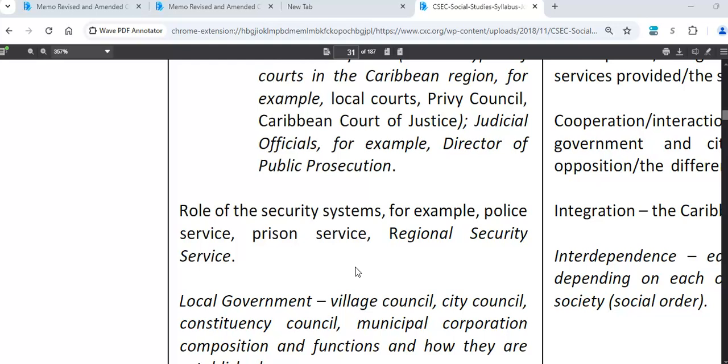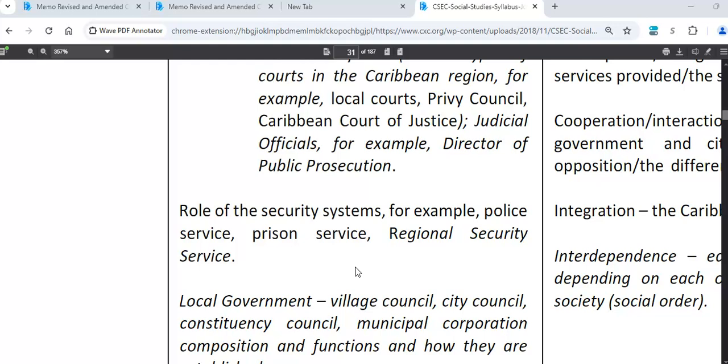Now, the prison officers, they have their responsibilities. And some of these responsibilities, let's look at the ones that are easier for CXC. Allowing visitors to visit prisons. So relatives, friends, or lawyers can visit their person in prison. Another role of the prison officer is to safely house all categories of persons committed to the institution.